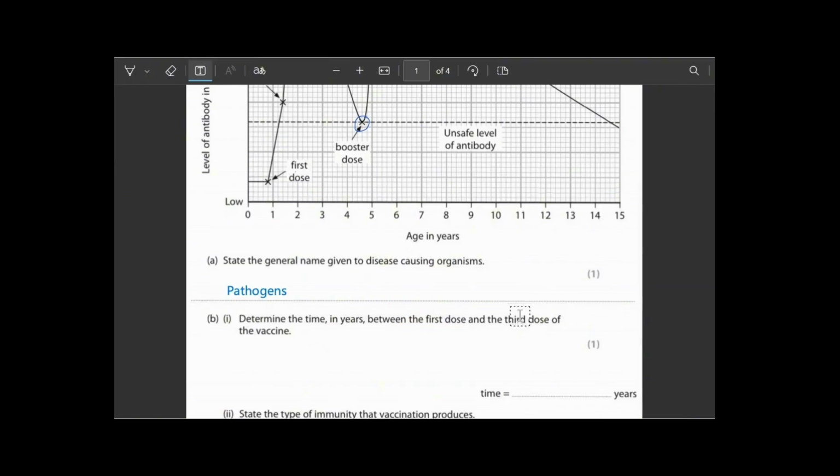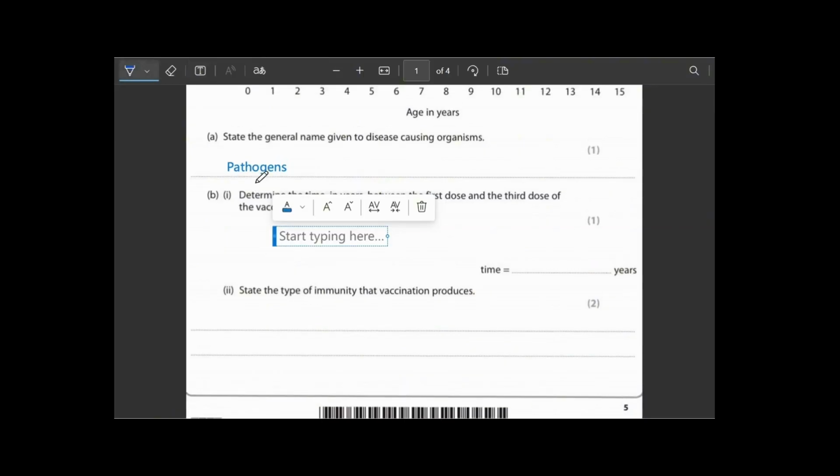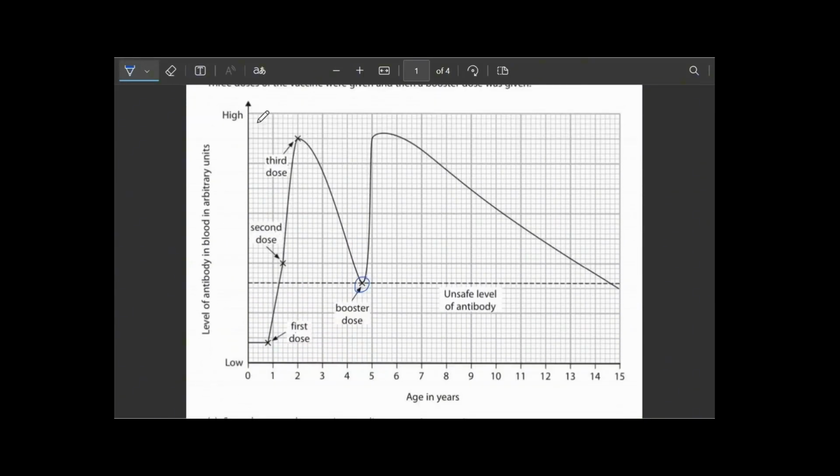All right. So the next question, part B, number 1, states: determine the time in years between the first dose and the third dose of the vaccine. Let's have a quick look at this graph, which shows the first dose is here and the third dose is right here. The first dose is around here somewhere at this point, and it is 0.8 approximately.